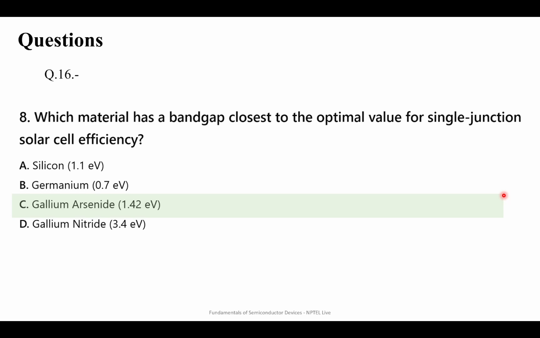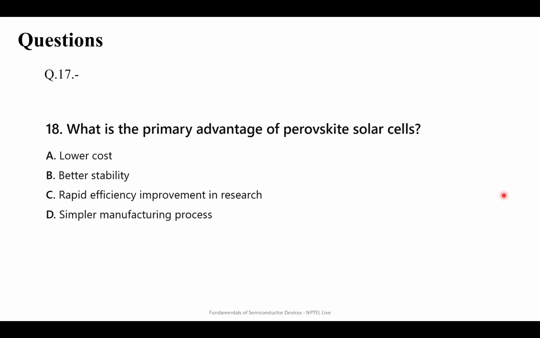Which is why I will ask this question. What is the primary advantage of perovskite solar cells? Lower cost, better stability, rapid efficiency improvement in research, simpler manufacturing process. Sir, the answer can be simpler manufacturing process as well as lower cost, sir. Both of them are wrong, because the manufacturing process is definitely not simple for perovskites.